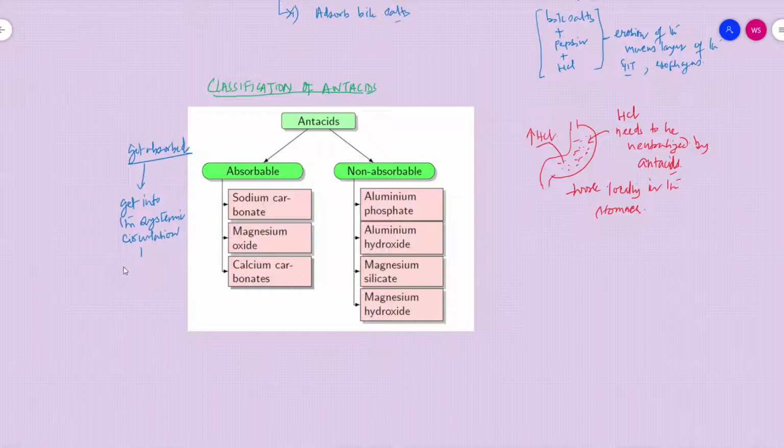Okay. Meaning they enter blood. So you take these antacids, they do their thing, they get into the duodenum, and from the duodenum they are absorbed into the blood vessels. So there are certain antacids that get absorbed, and the antacids that get absorbed, we call them absorbable antacids.